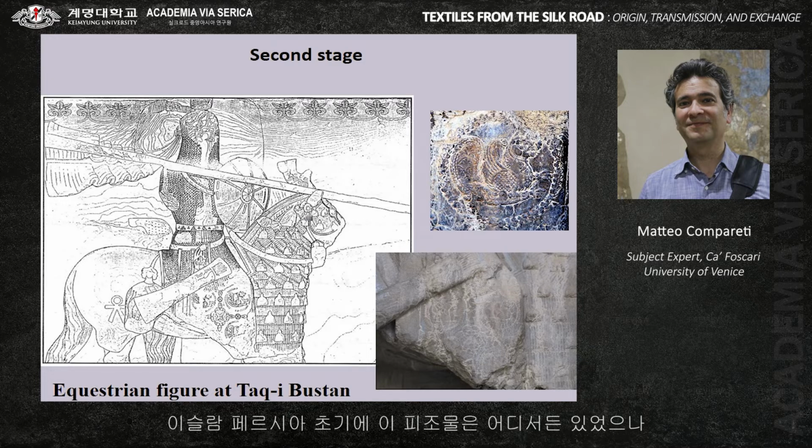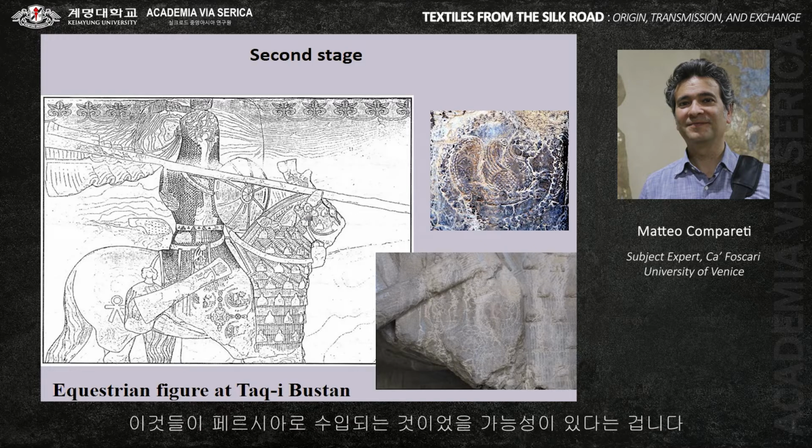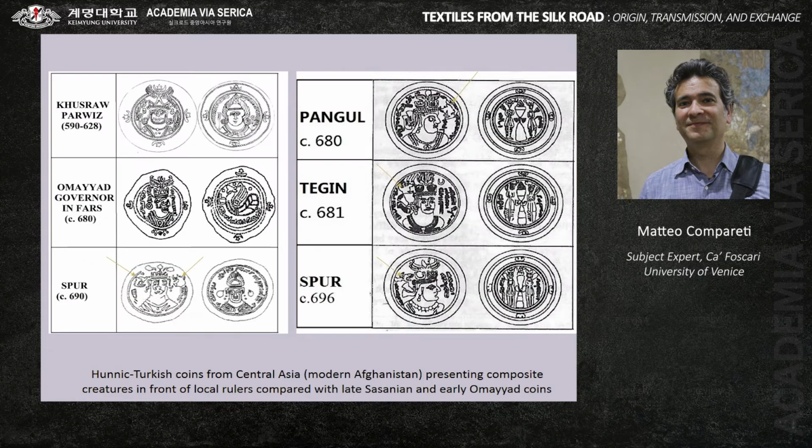In early Islamic Persia, we have this creature everywhere. But during the Sasanian period, before Khosrow II, we are not sure. That's another point suggesting that most likely we are dealing with something which was imported into Persia. And moreover, we don't have just the countermarks on Sogdian coins.